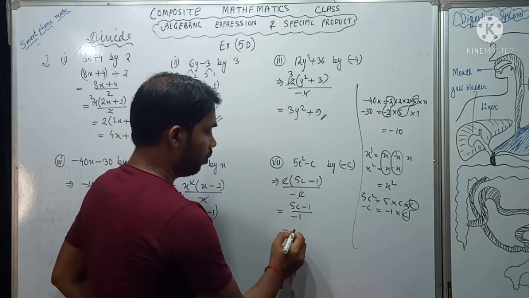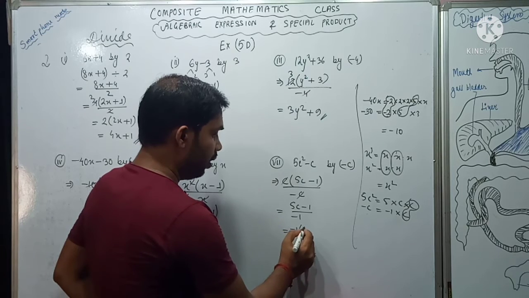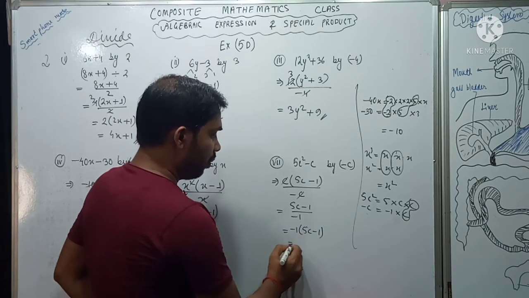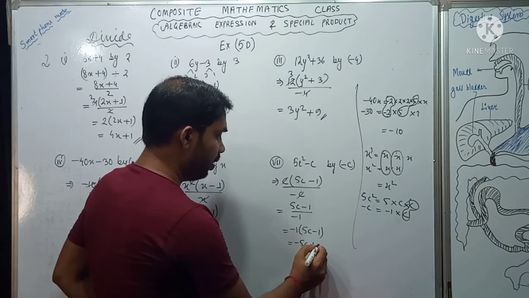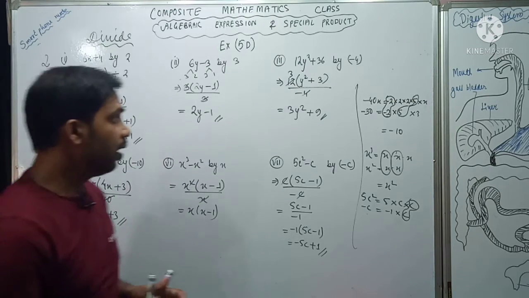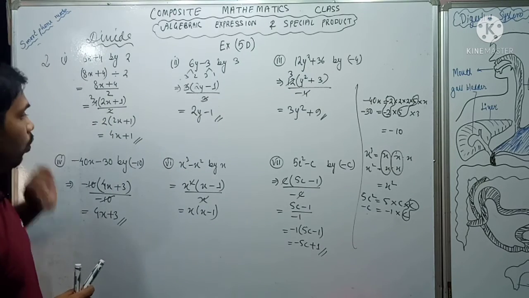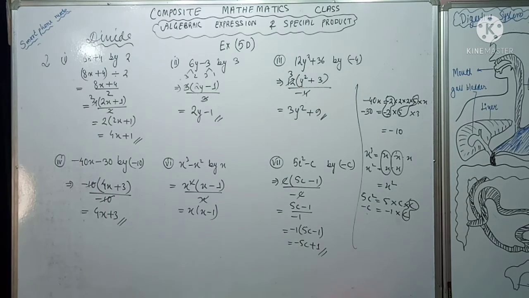So you take the minus 1 in numerator, so it will be minus 1 times 5c minus 1, then multiply. So minus 1 into 5c is minus 5c, minus into minus is plus 1. So this is our answer. So we have done question number 2. Few questions are left, I am doing.